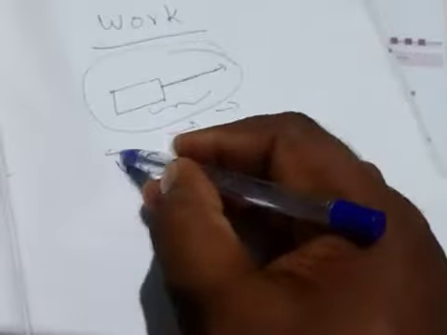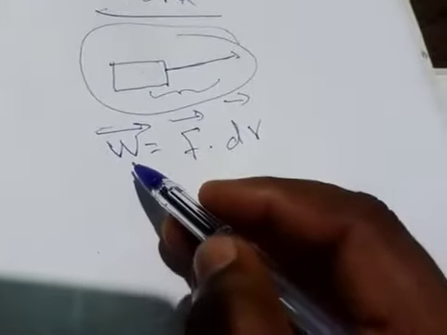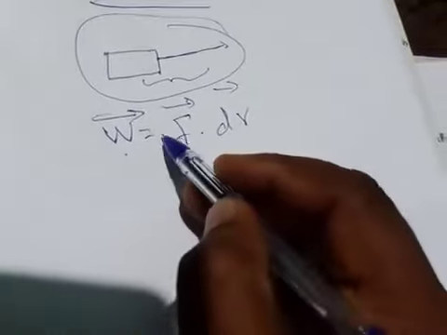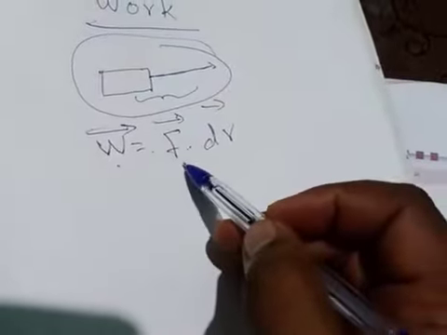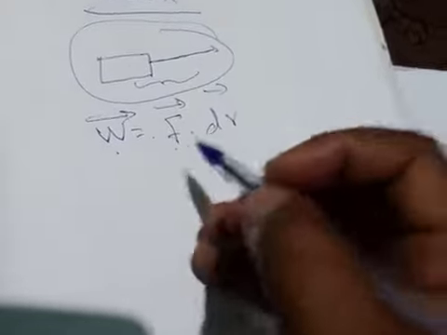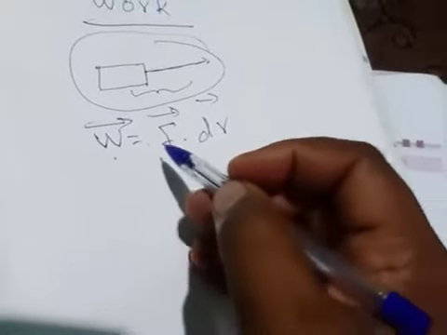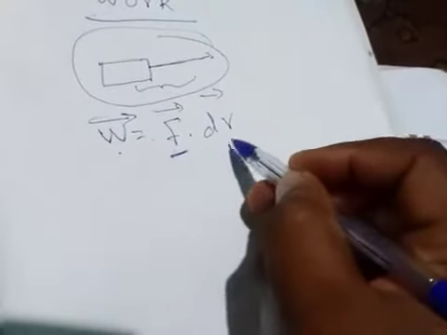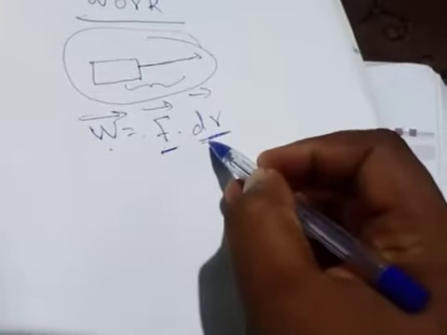You have to put a vector symbol also. So this is our power equation. We have to use work done, capital W is equal to F dot dr. And what is this F and what is this dr? We know that F is a force and dr is a displacement. And we know that this force is a vector quantity, displacement is a vector quantity.